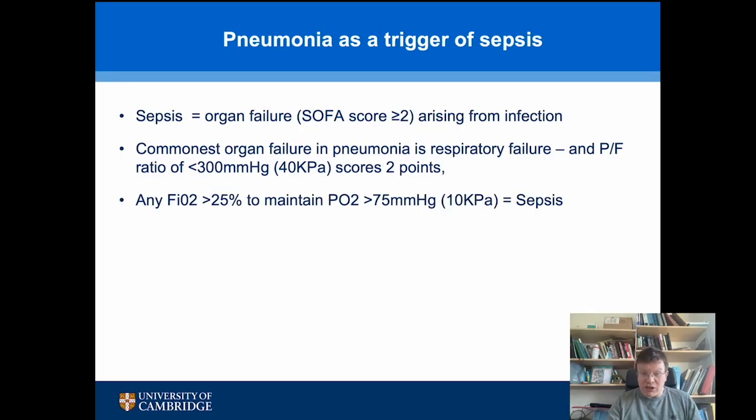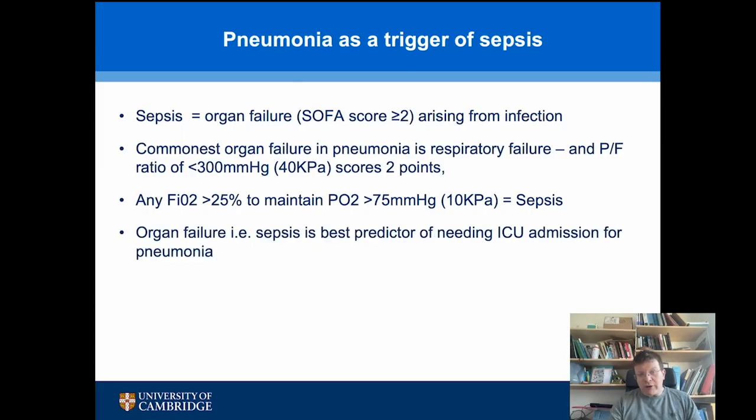So what does that mean practically? Well, it means that any patient who needs more than 25% oxygen to maintain their PO2 above 75 millimeters of mercury, 10 kilopascals, arising from pneumonia, has sepsis. So the bar's relatively low. And remember that when a patient develops sepsis, that automatically puts them into a higher mortality risk group.